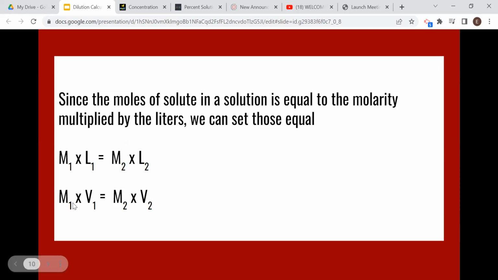So we can have this in another way. That's molarity, initial molarity times initial volume equals final molarity times final volume. And with this, we can solve dilution problems.